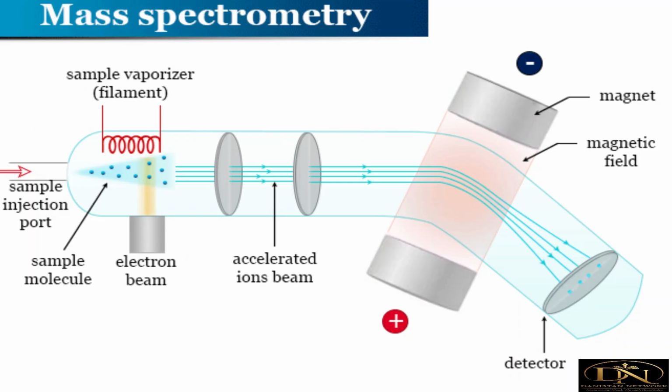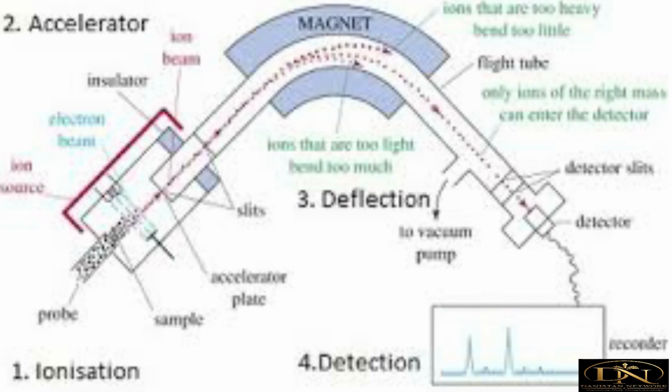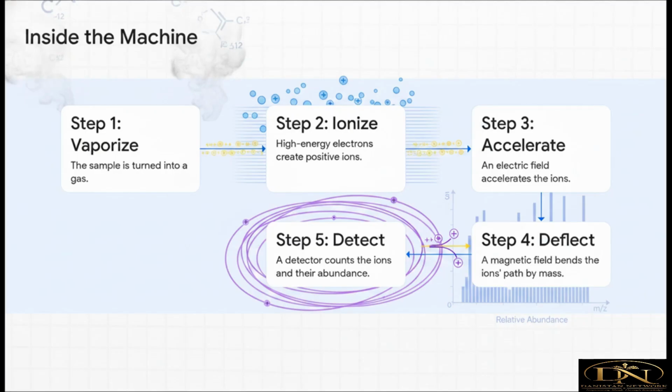So a tiny sample of an element goes on a wild ride inside this machine. First, it gets heated up until it turns into a gas. Then, bam! It's blasted with a beam of high-energy electrons. This knocks an electron off each atom, turning them into positive ions. Next, a powerful electric field acts like a slingshot, launching these new ions forward at high speed. And here comes the really clever part. They fly into a magnetic field. This field deflects them, bending their path. Now think about it. A lighter ion is going to be way easier to push off course than a heavy one. So the lightest ions take a super sharp turn, while the heaviest ones barely bend at all.